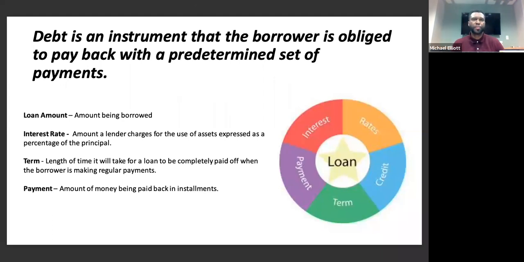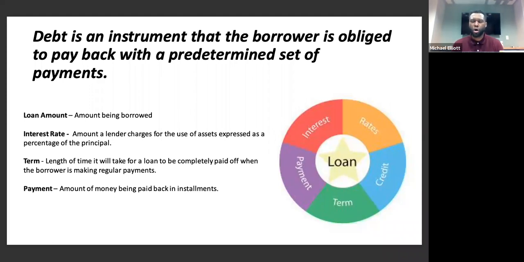So let's go a little bit deeper into what debt is. Again, debt is an instrument that is borrowed. The borrower is obligated to pay back with a predetermined set of payments. A debt is going to usually consist of a loan amount, the amount that you're going to look to borrow. You're also going to have to factor in, as the developer, the interest rate, or the amount a lender charges. Basically, you're buying money in essence.